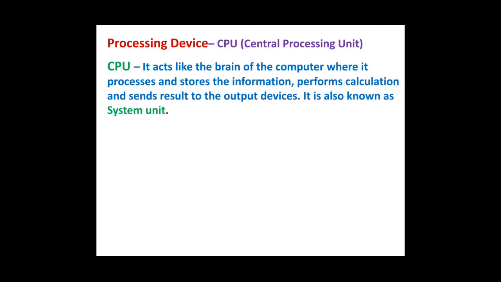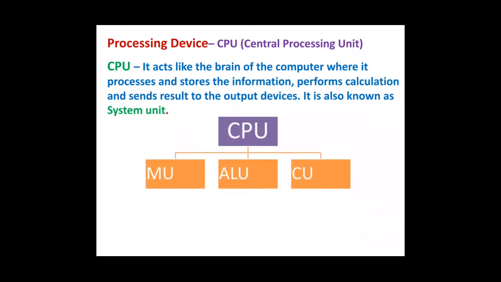It is also known as the system unit, because it is the whole system which is controlling every part of the computer. Now the CPU is again divided into three parts. To understand in a better way, it has the memory unit, the arithmetic and logical unit, and the control unit. Memory unit means it stores information. You all know whatever we are doing on the computer, if you save it, then it is always there. It is available for you in the future as well.